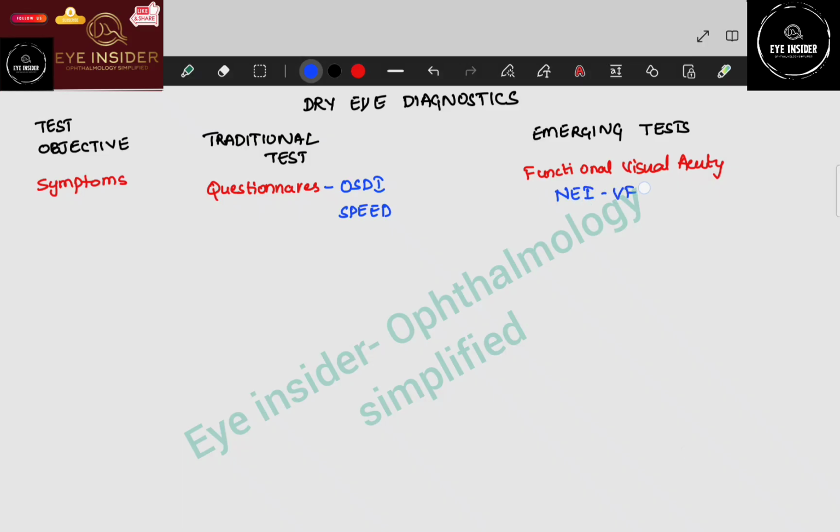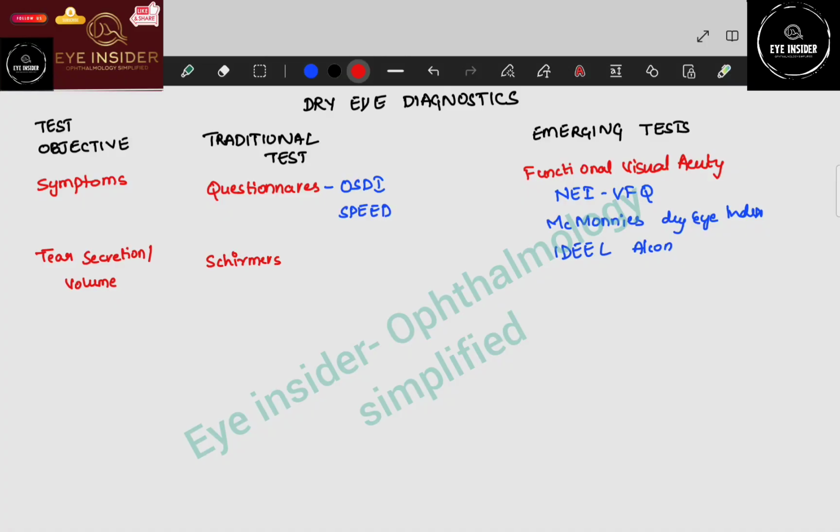So we'll discuss the test objectives, the traditional and the emerging tests. Coming to the objectives, that is the symptoms of dry eye, we have traditional tests like questionnaires, that is OSDI and SPEED questionnaires, and the emerging tests include measurement of functional visual acuity like NEI, McMonnies and IDEEL by Alcon. Then we have tear secretion or volume, which is measured with the help of Schirmer's test.